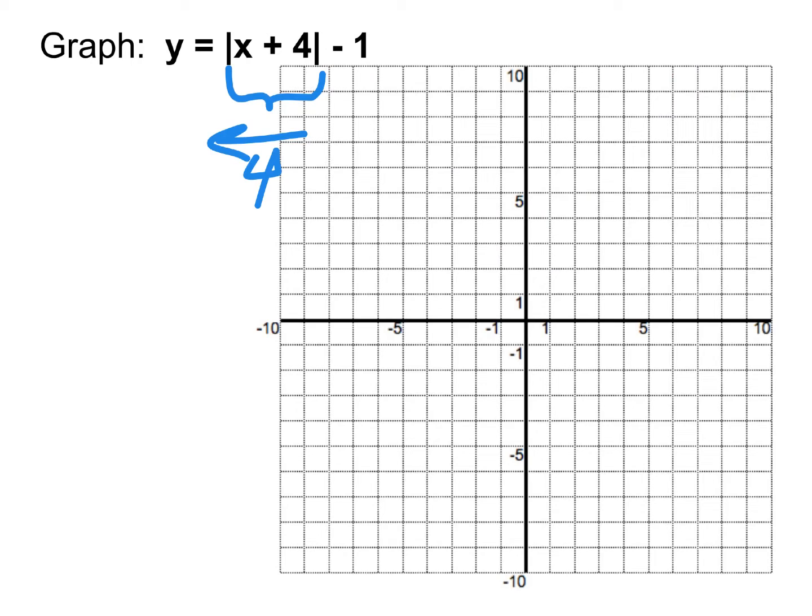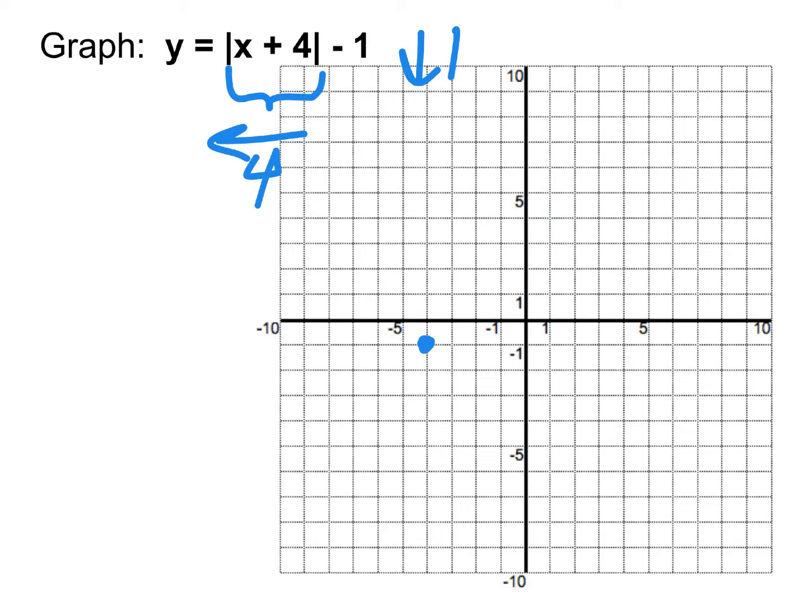So I'm going to go left 4, but I don't want to put that point in yet, because I also got to deal with this minus 1. It's going to change where that point goes. Which way does the minus 1 move it? Down, yeah. Because it's hanging on the end, so that tells me up or down. And then there, minus will always go down. So it's going to go down 1. Now we can go ahead and plot our first point. Now you go left 4, down 1, plot that first point.